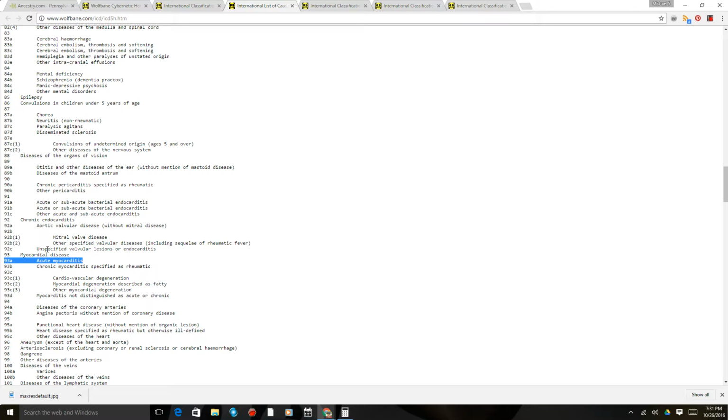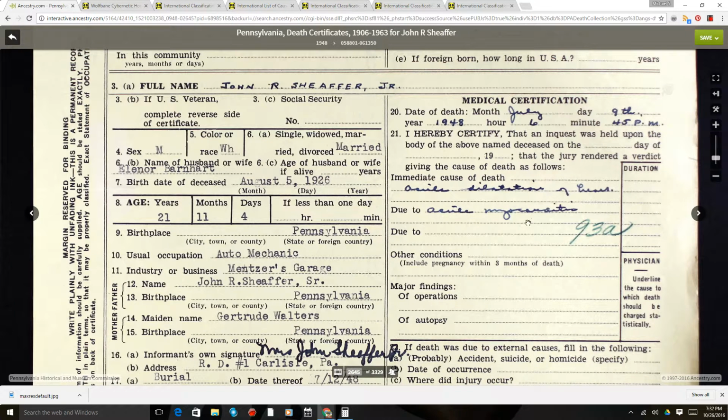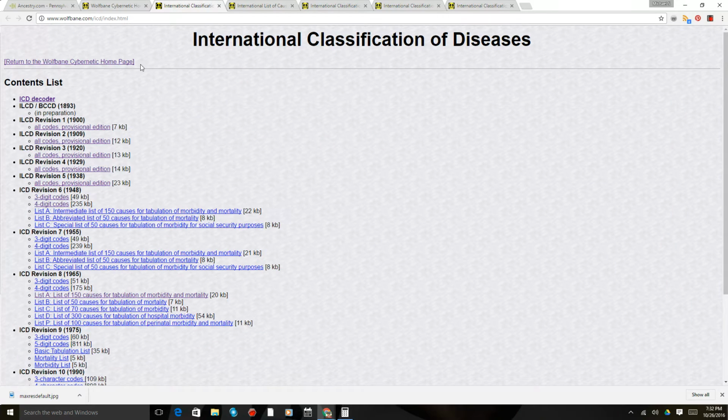Because that's what we had thought. That's what it said there in the contributory side. And let's go to his acute myocarditis 93A. So that appears to be what happened: for whatever reason, the revision hadn't taken effect yet in July of that year. So it reverts back to the fifth revision instead of the sixth. And as you saw there, it's totally different than what it is in the 1948 revision.